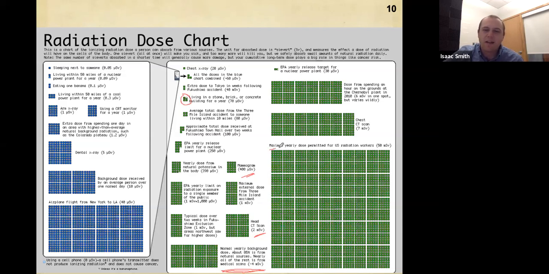And then this is your maximum yearly dose permitted for a US worker, 50 millisieverts, okay? So you can see out of all these, we don't even come close to getting the maximum allowed for a US worker. And even the maximum allowed for a US worker isn't even enough to do anything. So on this next slide, we'll talk about that a little bit more.